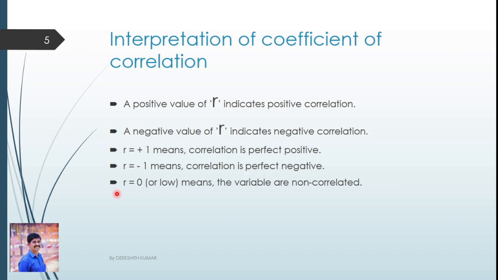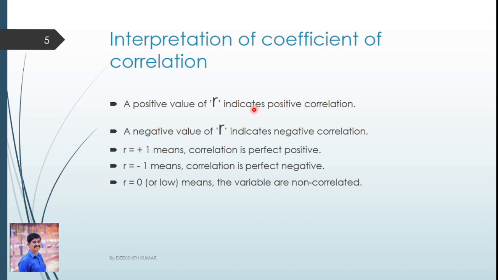If R is equal to 0 or low, that means the variables are non-correlated. Okay, so interpretation I will repeat. Positive R will be called positive correlation. Negative, that is minus R, then the correlation is negative correlation. If R is equal to plus 1, then correlation is perfect positive. If R is equal to minus 1, correlation is perfect negative. If R is equal to 0, then the variables are non-correlated, meaning there is no relation between them.